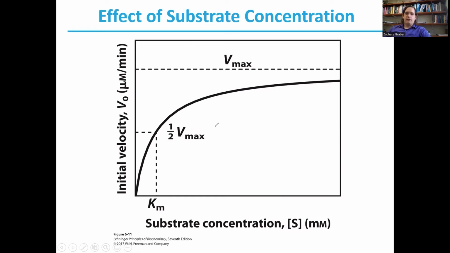Once we've measured our initial velocity at a variety of different substrate concentrations, we can make a graph comparing our initial velocity with our substrate concentration. Now, of course, the Michaelis-Menten equation tells us that our rate, in this case our initial velocity, corresponds to our Vmax times the substrate concentration over our Km plus the substrate concentration.